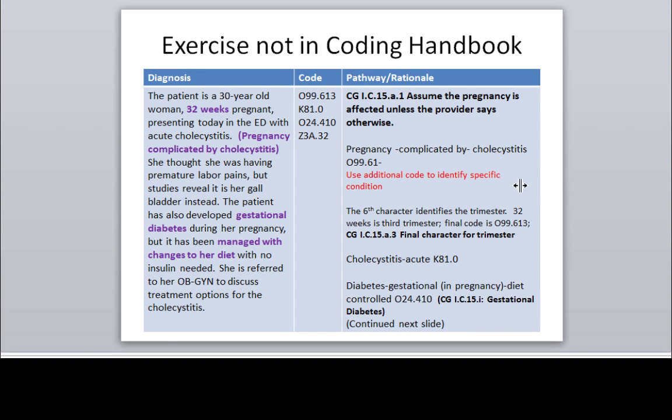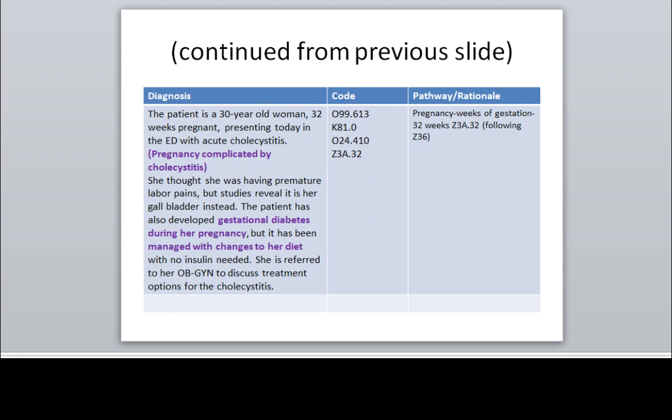And as you can see here, I have the pathways. This guideline reminds you that you need that final character indicating which trimester it is. And this is the gestational diabetes. The only path not on this slide is the very last one, the weeks of gestation. That's on the next slide. And here is the pathway.